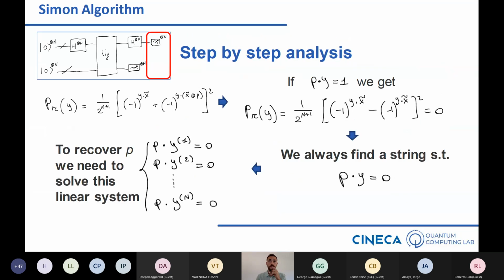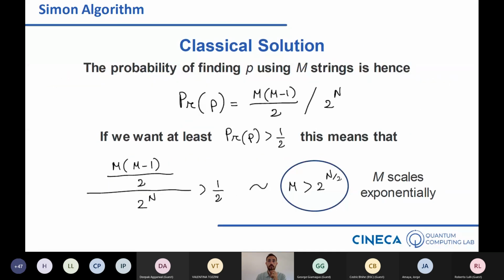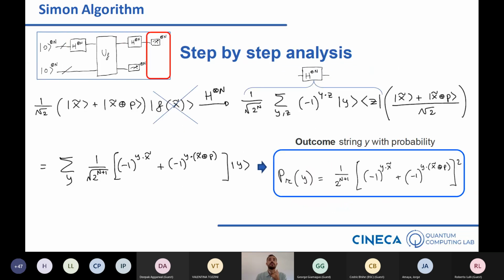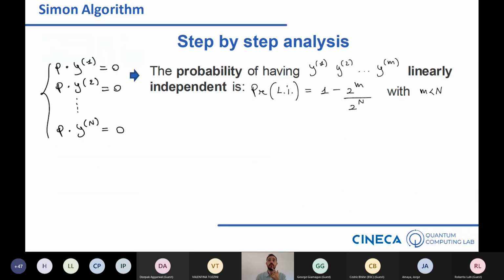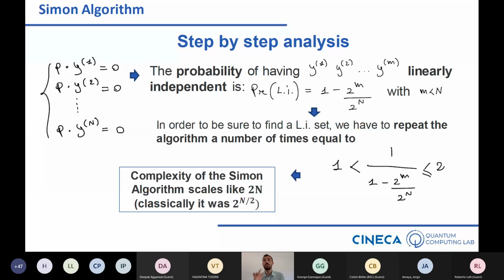Okay, we've seen before that it was growing like 2 to the n over 2. So this was a little bit more complicated. I hope you follow. Are there questions on this algorithm?